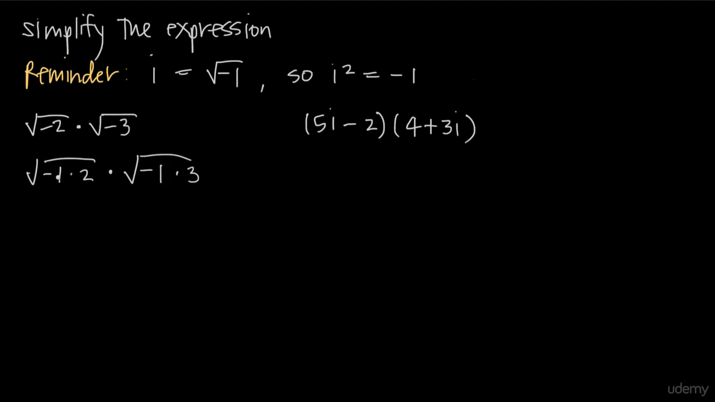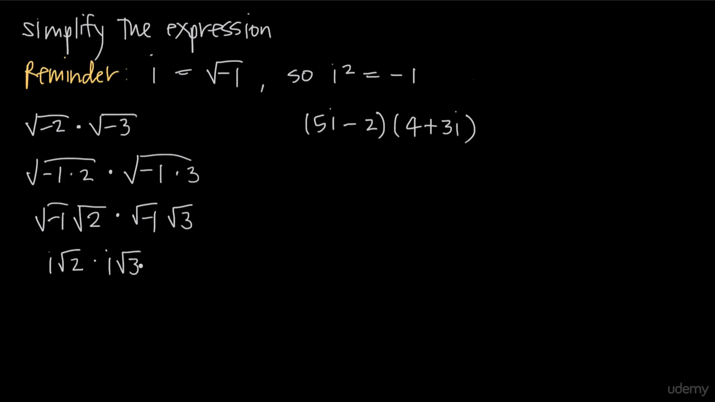Then, of course, when we have two numbers that are multiplied together inside a square root, we know that we can separate them into different square roots. So the square root of -1 times 2 is the same thing as the square root of -1 times the square root of 2. And the square root of -1 times 3 is the same as the square root of -1 times the square root of 3. Now we know that the square root of -1 is i, so we can say i times the square root of 2 times i times the square root of 3.